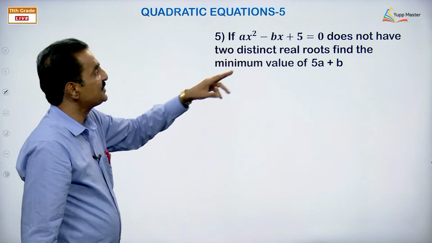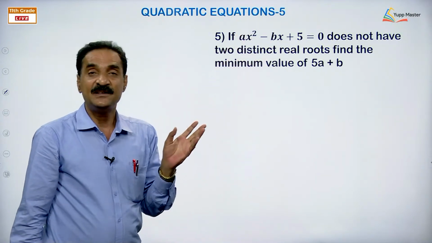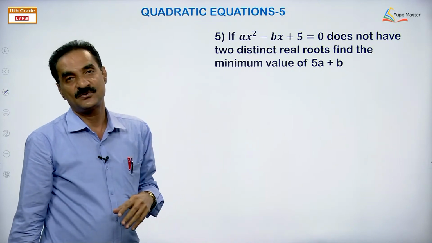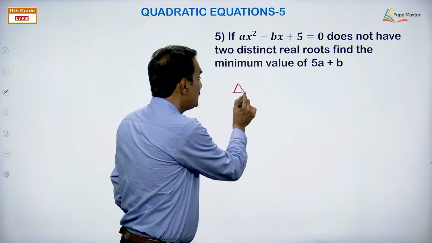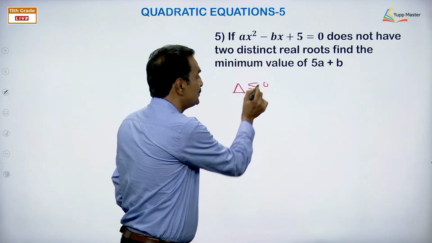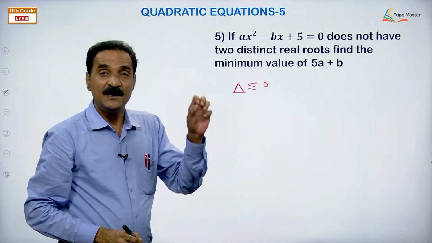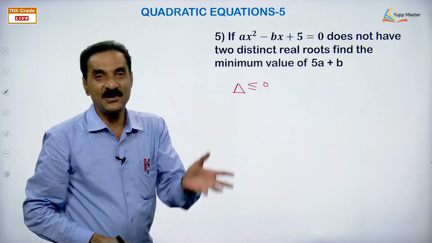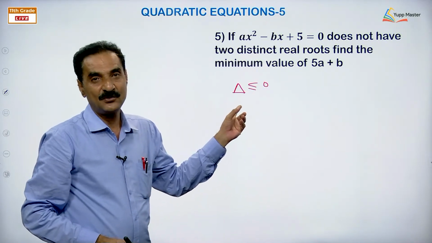This quadratic equation does not have two distinct real roots, means either it has two equal roots or imaginary roots. So what is the condition? Discriminant delta should be less than or equal to 0. Does not have two distinct real roots. If it has two distinct real roots, delta must be greater than 0. If it does not have two distinct real roots, delta must be less than or equal to 0.